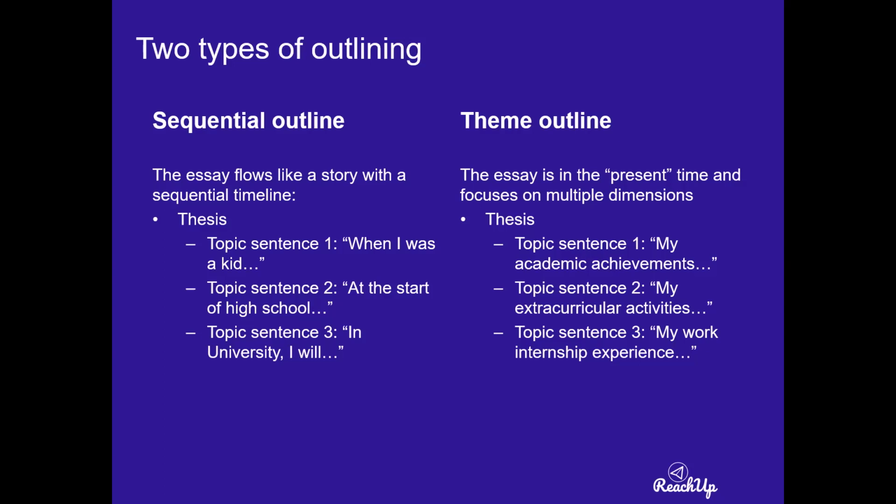Your second topic sentence and paragraph would speak to your extracurricular activities and how they're linked to your passions in biology. And the third topic sentence would perhaps speak to the experience you've already had through internships or work or otherwise that also support your thesis that you're passionate about biology. So you can see the difference between a sequential outline or a journey outline versus a theme outline.